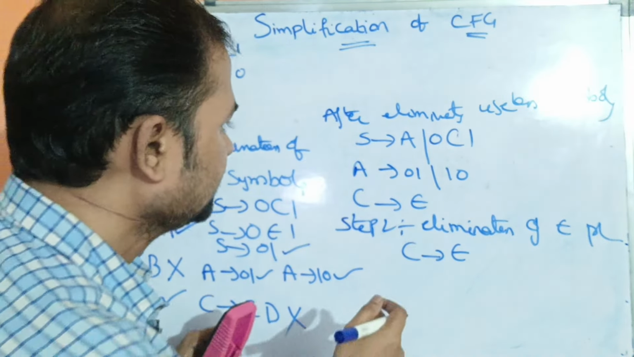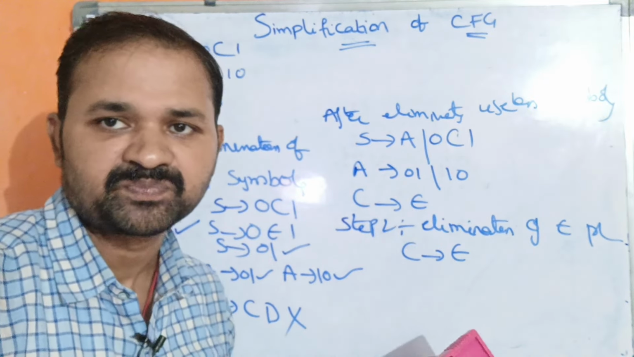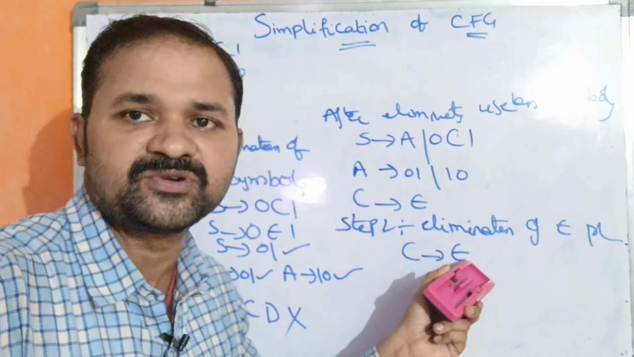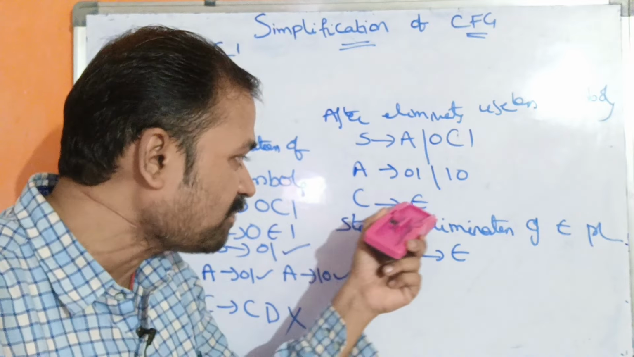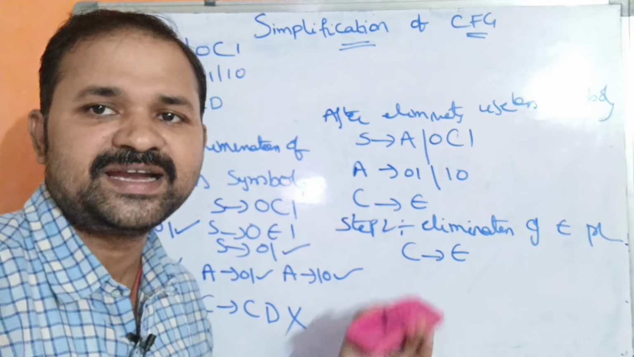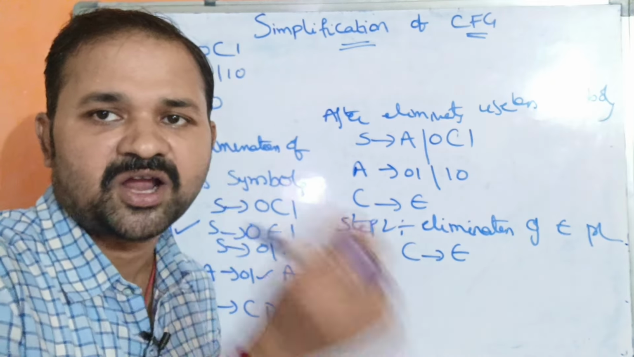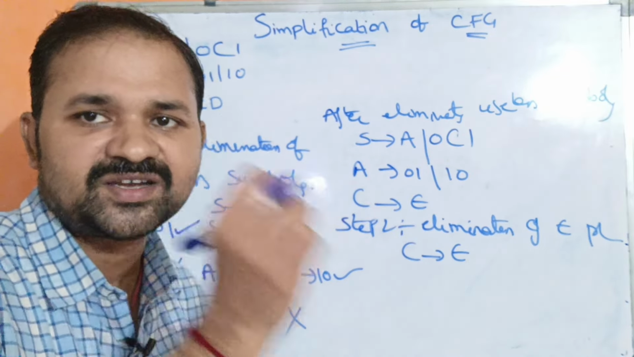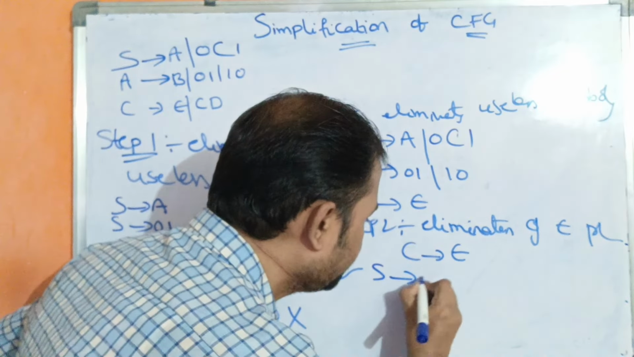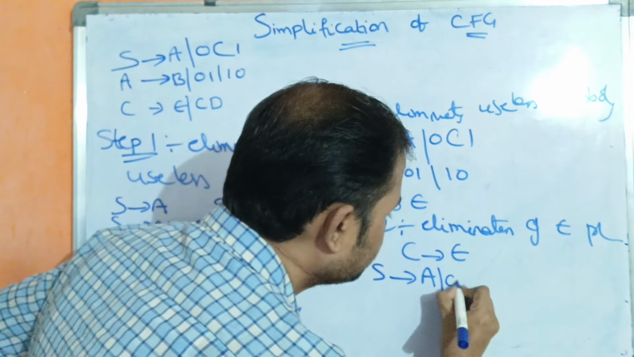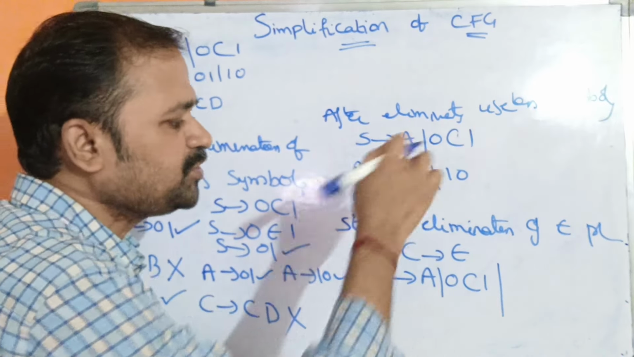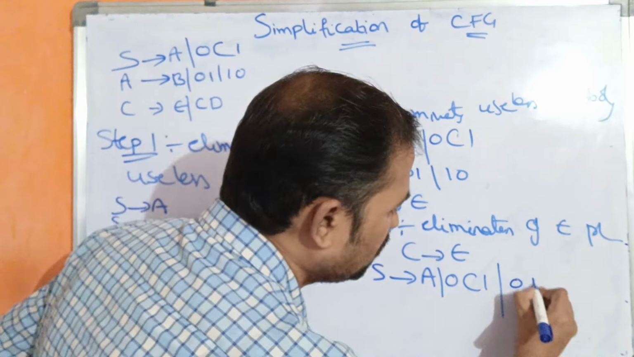Next, A implies... Here we have to search for C in the right hand side, and in place of C we have to substitute epsilon. Why? Because we have to eliminate this production. How can we eliminate epsilon? We have to search for the non-terminal in the right hand side, and in place of that non-terminal substitute epsilon. So first we have to write the original productions. S produces A or 0 C 1, or in place of C we substitute epsilon, so 0 epsilon 1, that is nothing but 0 1 only.